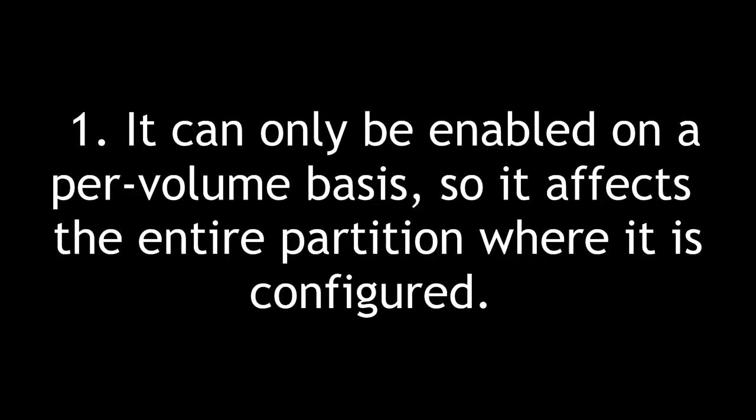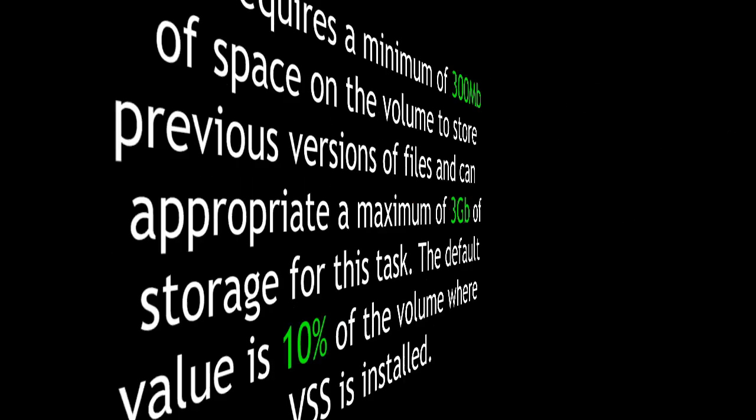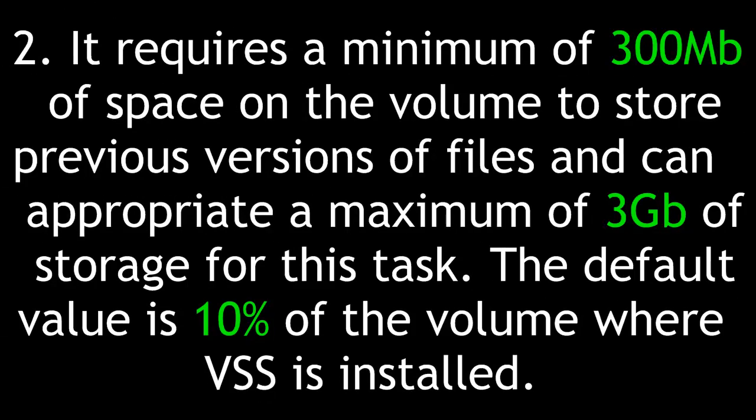VSS has certain limitations. 1. It can only be enabled on a per-volume basis, so it affects the entire partition where it is configured. In other words, you couldn't configure it on a subsection of that partition or volume, like a folder. 2. It requires a minimum of 300 megabytes of space on the volume to store previous versions of files and can appropriate a maximum of 3 gigabytes of storage for this task. The default value is 10% of the volume where VSS is installed.